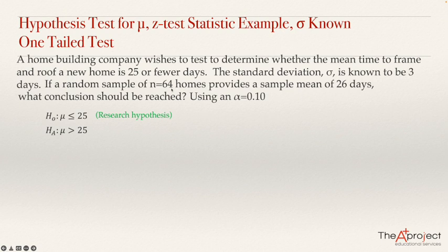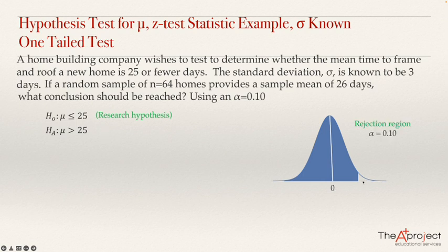Because n equals 64, we are sure that a normal distribution for the sample mean will be a good distribution. So we are going to use the normal distribution, and we know that this region of rejection is alpha equals 0.10. We are going to use the standard normal distribution. Well, we are assuming that mu equals 25, but this 0 corresponds in the standard normal distribution to this 25. So this alpha here will be 0.10. So that will be this area.